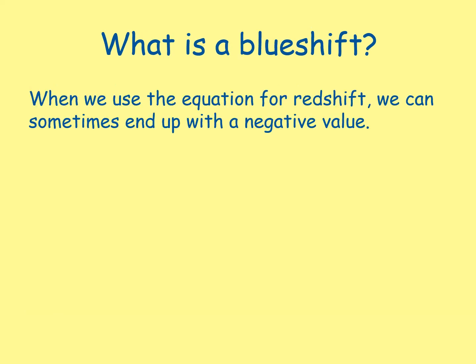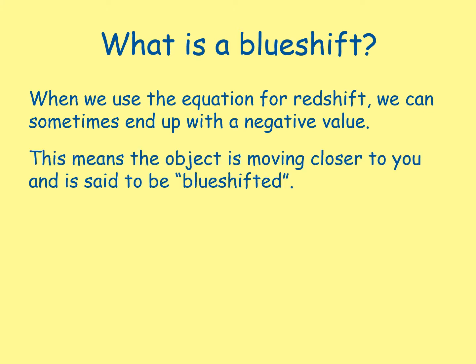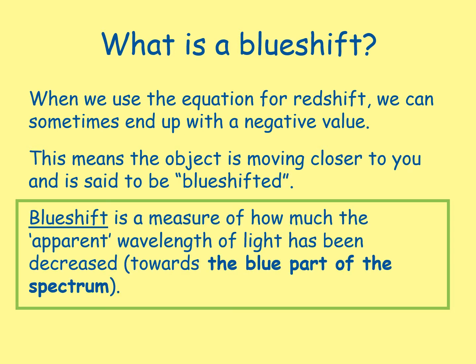What's a blue shift? When we use the equation for redshift, we can sometimes end up with a negative value. This means the object is moving closer to you and is said to be blue shifted. Blue shift is a measure of how much the apparent wavelength of light has been decreased towards the blue part of the spectrum this time.